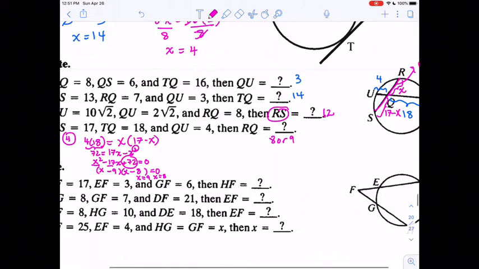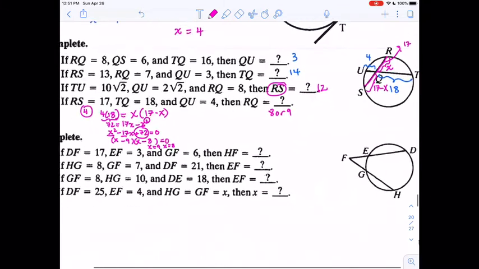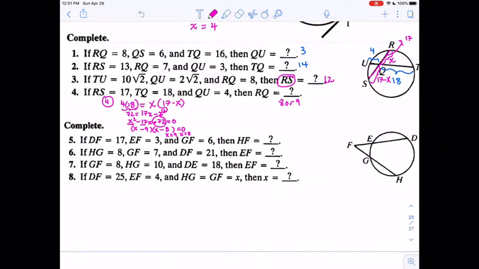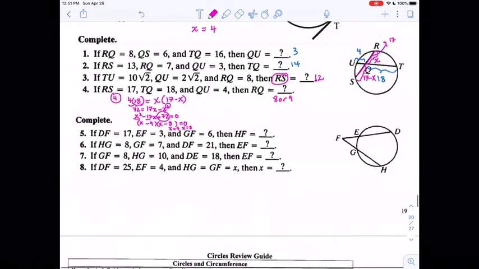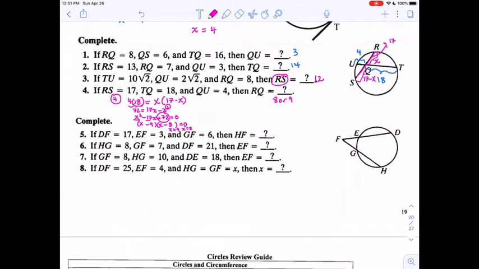Now, moving on to the two secants that are intersecting below, I think I'm going to go ahead and move to the harder question on 7 and have you guys try 5 and 6. 5, you should get 8.5. For 6, you should get 5. And let's talk about how you would do 7. So GF is equal to 8. And HG is equal to 10.